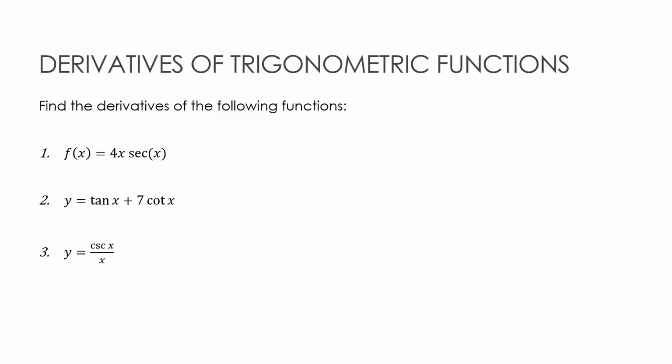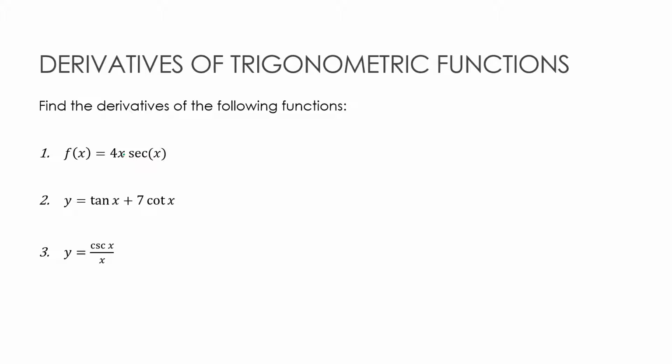So let's do a couple of examples. Again, all rules that we know are free game at this point. So notice I've given you one with a sum, I've given you one with a quotient, I've given you one with a product. So everything that we know, we're sticking it all together. First one obviously is a product rule question because I've got the product of 4x and secant of x.